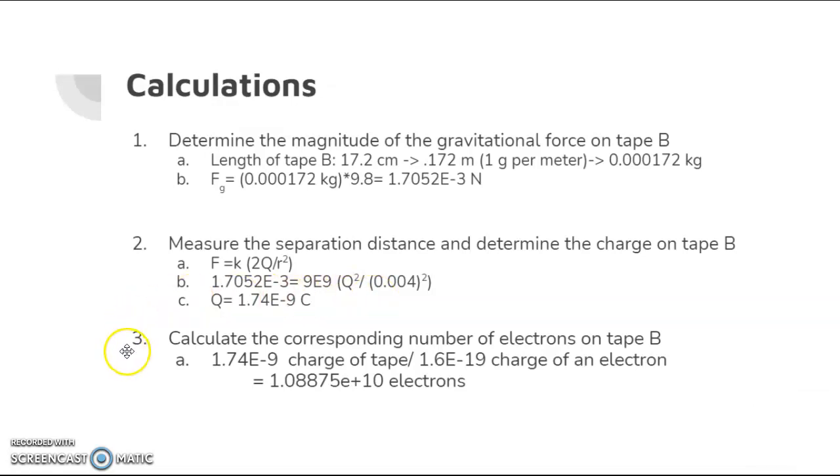Afterwards, we can find the number of corresponding electrons on tape B. To do so, we divide 1.74 times 10 to the negative 9, the charge of the tape, by 1.6 times 10 to the negative 19, which is the charge of the electron. What we end up with is 1.0809 times 10 to the 10 electrons.